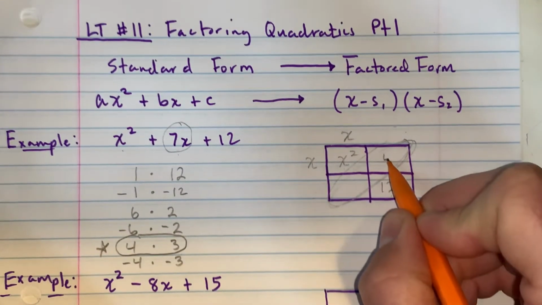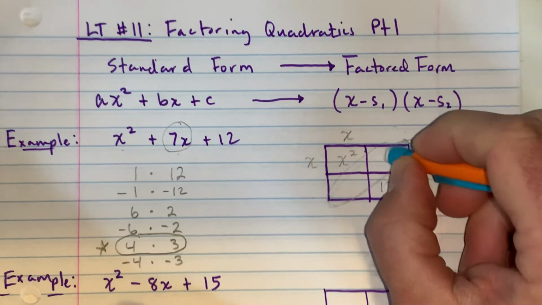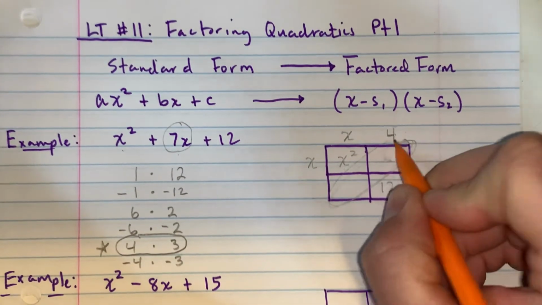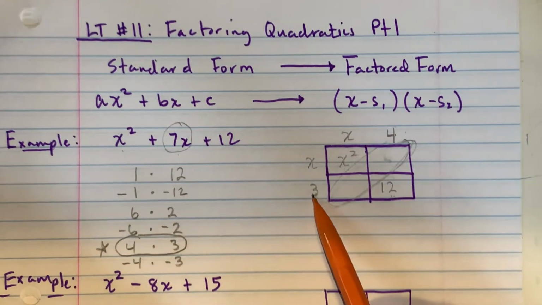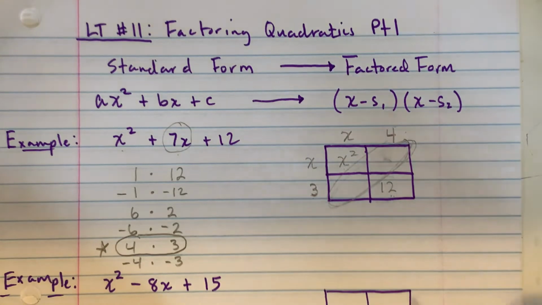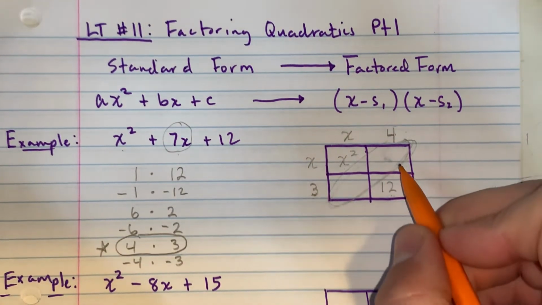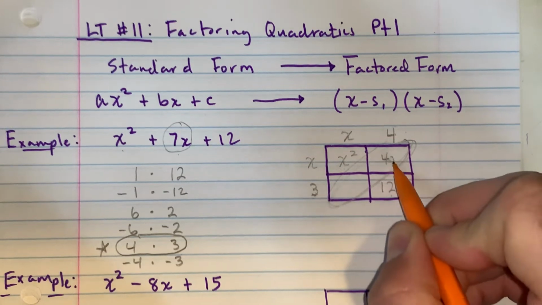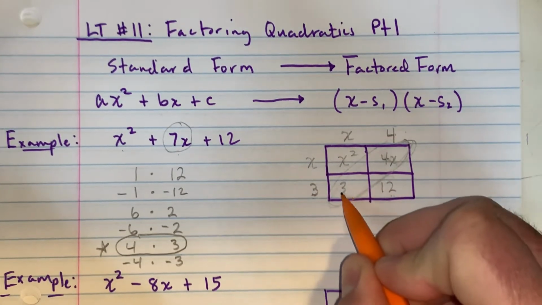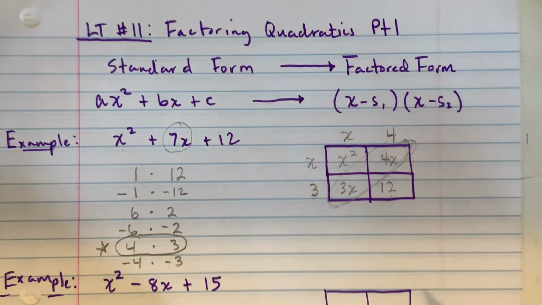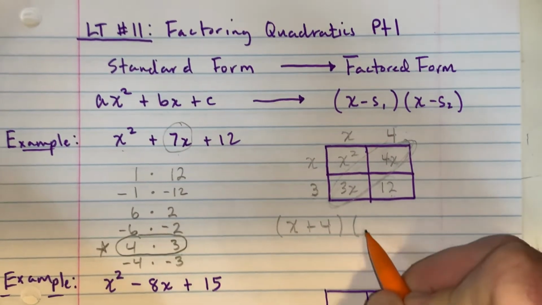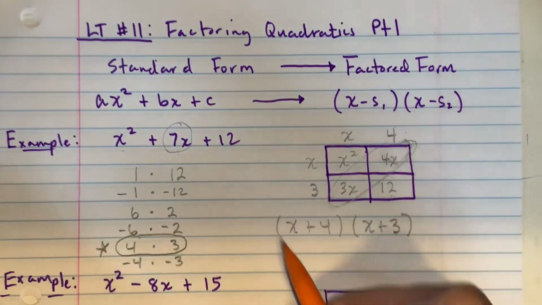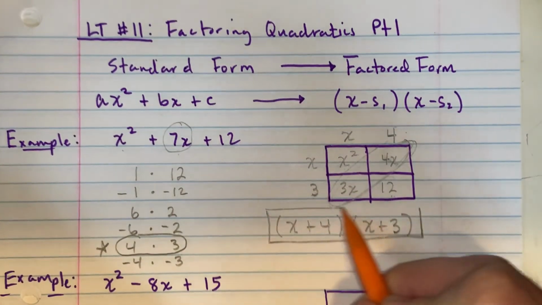And it doesn't matter the order. You can put the 4 here, or you could put it down here, and the same thing the other way. You could put the 4 here and the 3 here. It doesn't matter because it's commutative. Then we would know that we have what we want. We have 4x here, and then we would have 3x here. Once you have these, you have your answer. So we would write that as x plus 4 and x plus 3. This would be in factored form, and that's what we want.